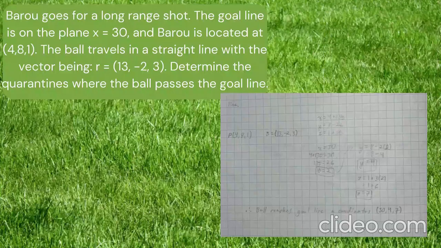Baro is going for a long range shot. The goal line is on the x equals 30 plane, and Baro is located at this coordinate. The ball travels on a straight line, with the vector being r equals this right here. Determine the coordinates where the ball passes through the goal line. Okay, let's see what we have here. We got our p and we got our v.